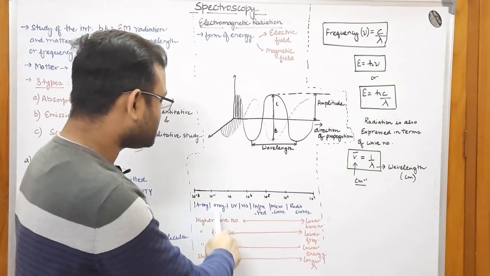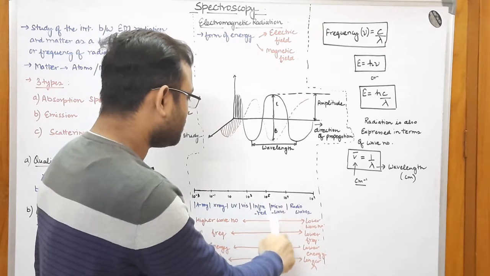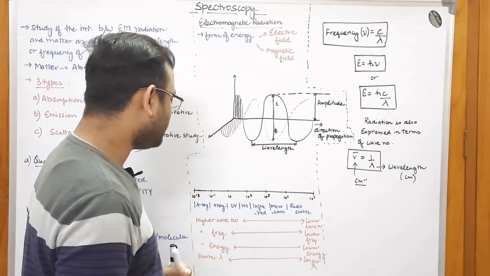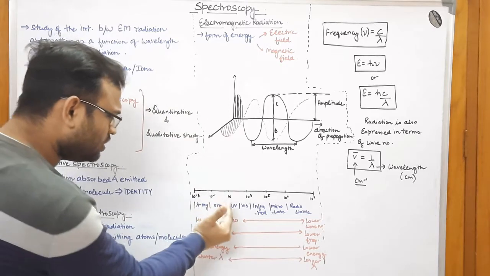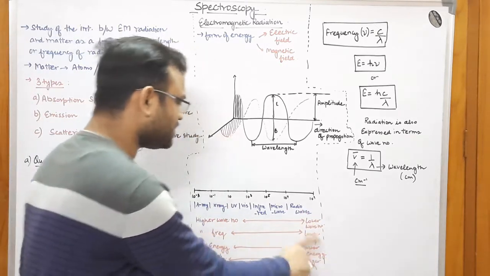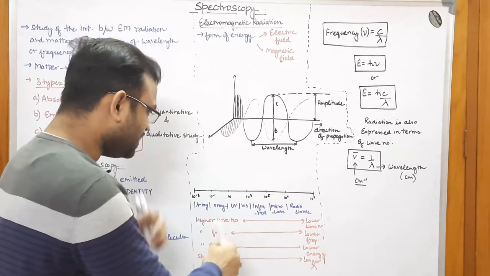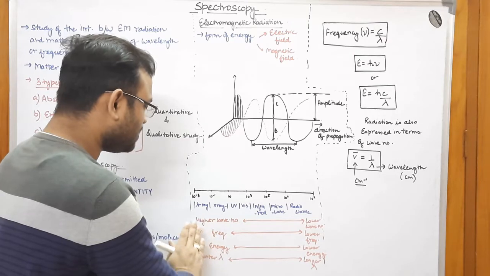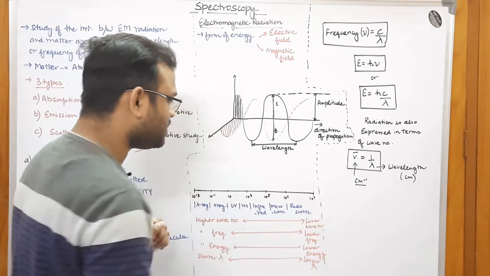This spectrum comprises different types of rays: gamma rays, X-rays, UV rays, visible rays, infrared rays, microwave and radio wave. This is often asked in different life science examinations, what these parameters are. This is often asked.